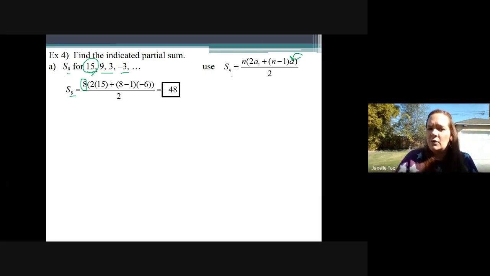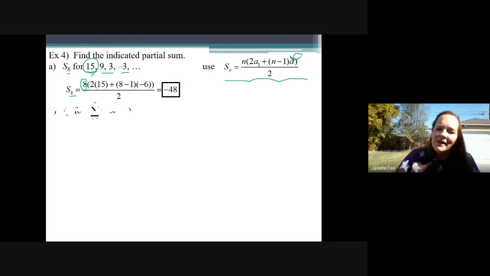Okay, so this formula is super handy. Now, if you were doing this on your own and you were like, I am so not doing that formula, then don't do the formula. Like, seriously, no one cares. Just get the right answer. Okay, let's try the next one.